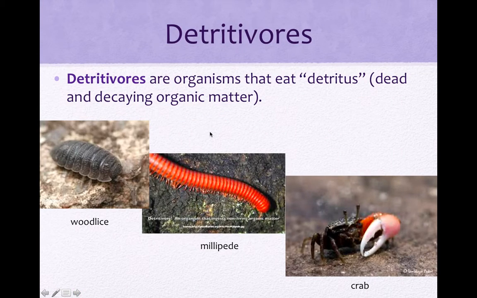lastly, we have detritivores. Detritivores only eat dead organisms or decaying organic matter. What we call this is detritus. Detritus is dead things. So millipedes, woodlice, crabs, maggots are things that eat only things that are dead.